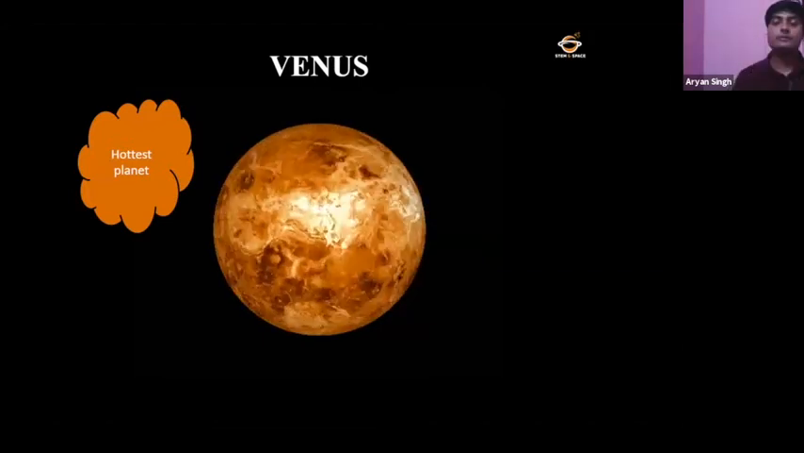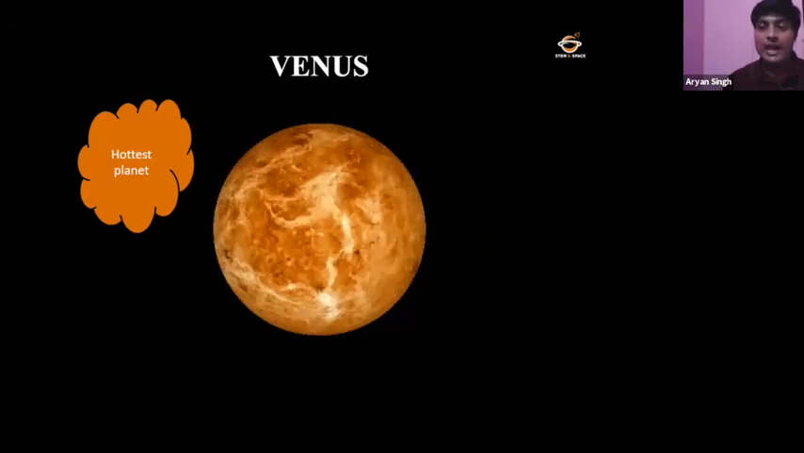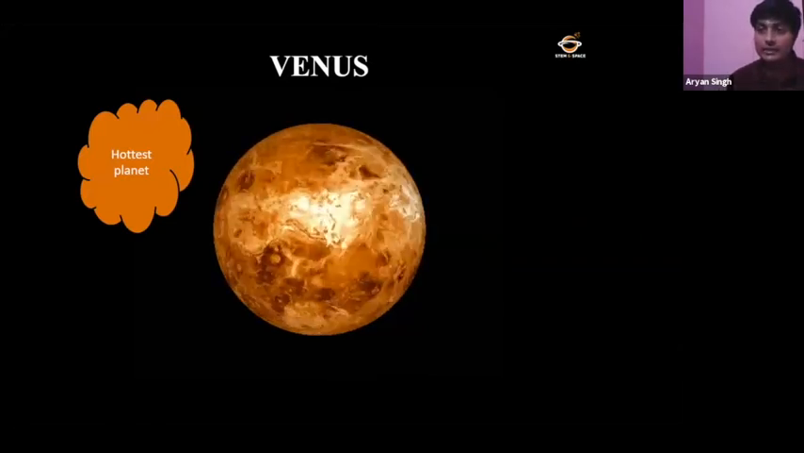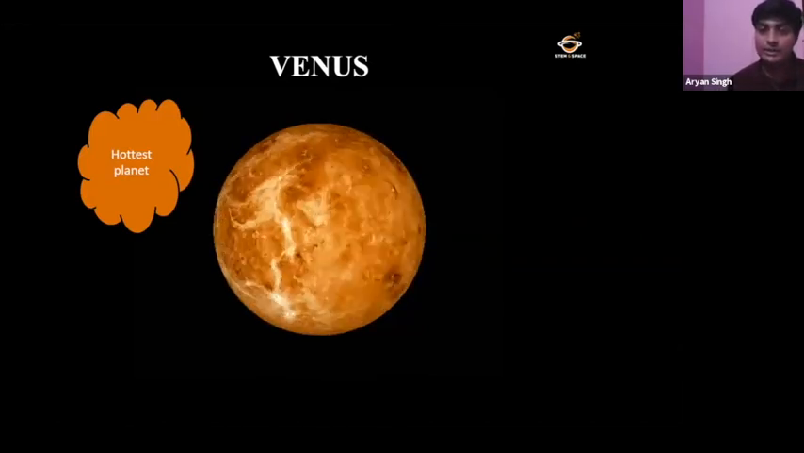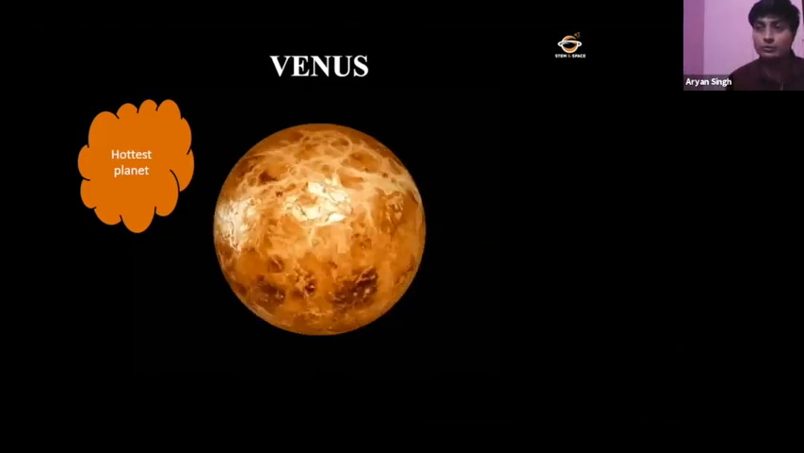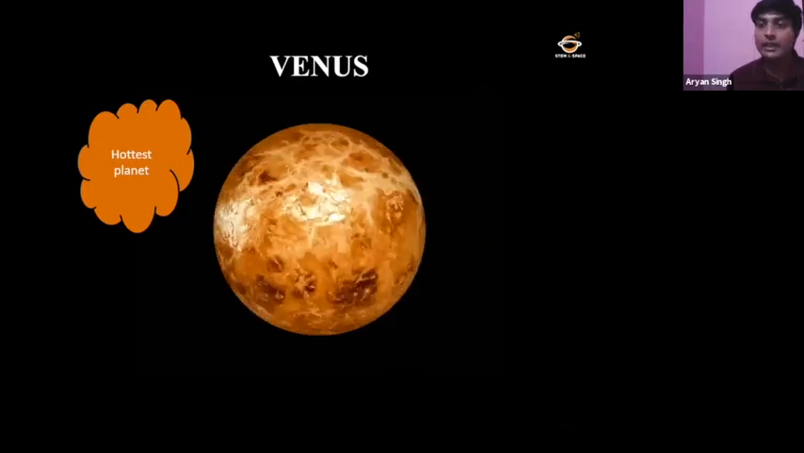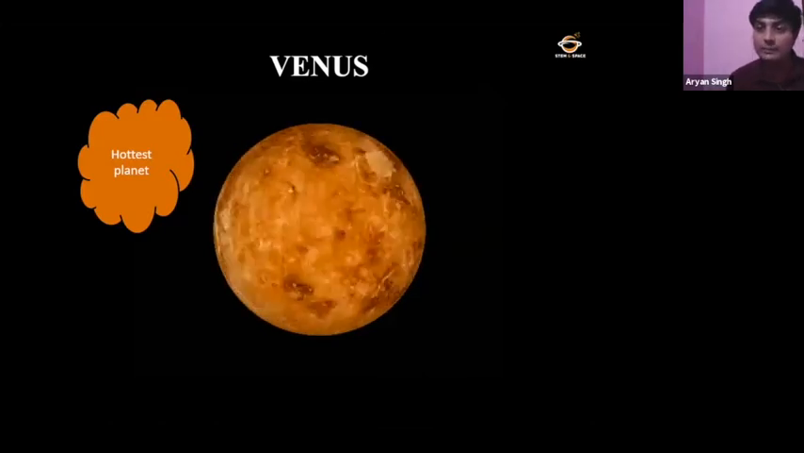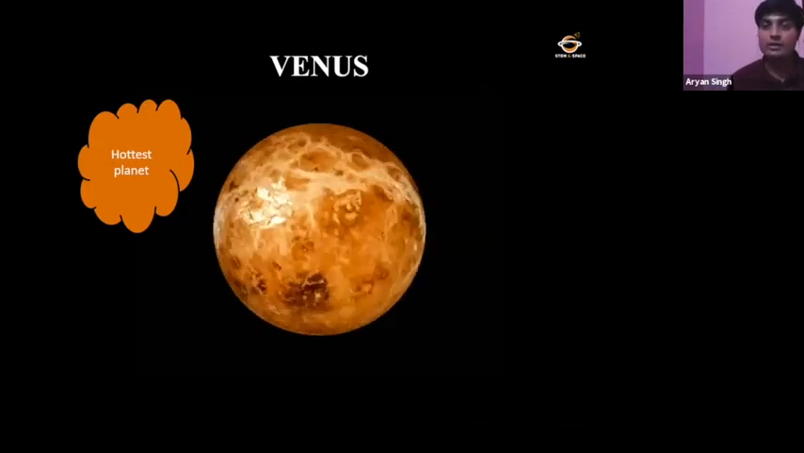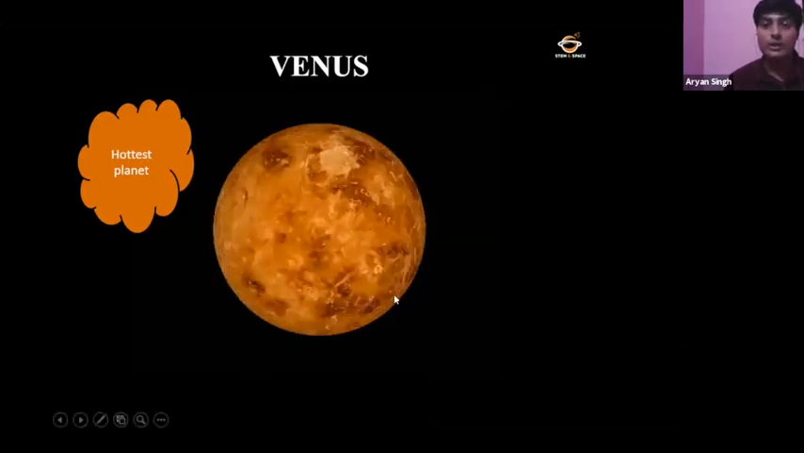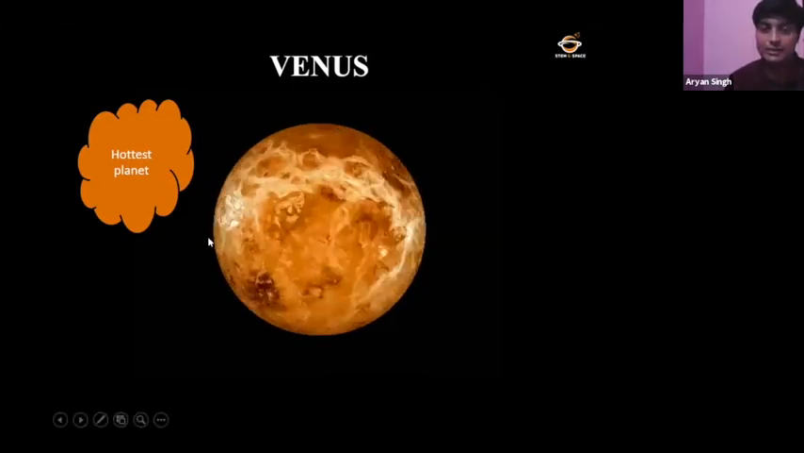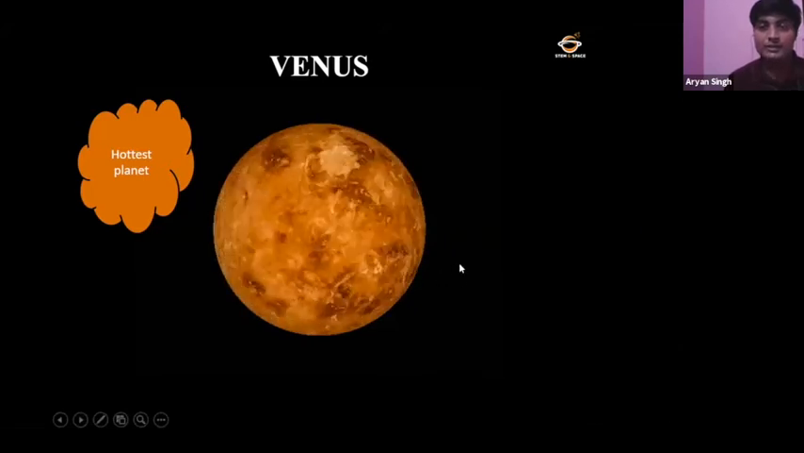Well, that is because Venus actually captures the sunlight. When the sunlight reaches towards the surface, there's a thick cloud around Venus, okay? And that traps the sunlight there, and it never escapes. Okay? So the surface gets hotter and hotter, and that's how Venus is the hottest planet in the solar system. I hope it is clear, okay?